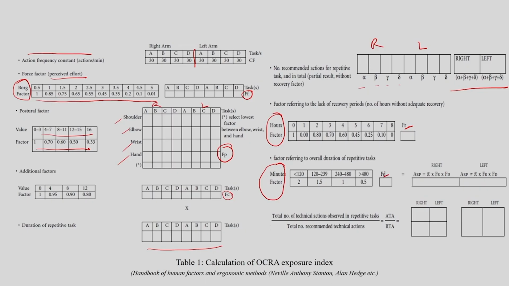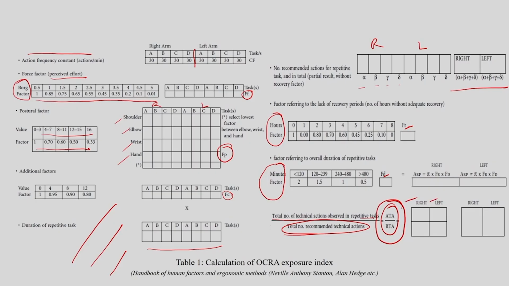Once you get all these, you have the total number of actions observed in the repetitive task, which you calculate from the actual video, and the recommended number you get from all these tables. Then you take ATA divided by RTA, and that is the OCRA index: the OCRA index for right and the OCRA index for left.